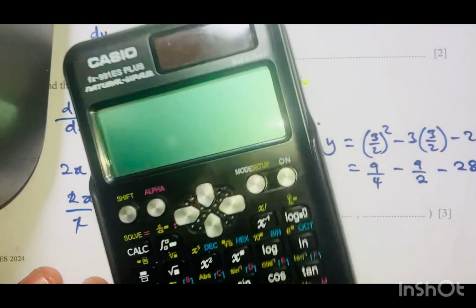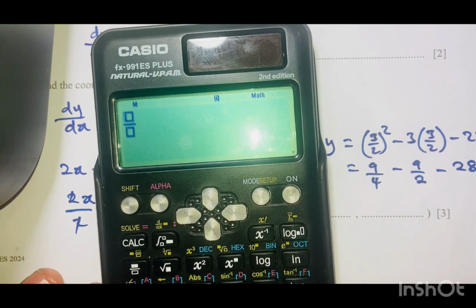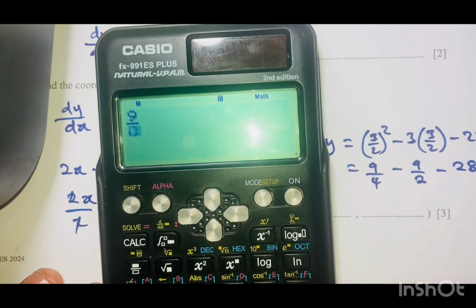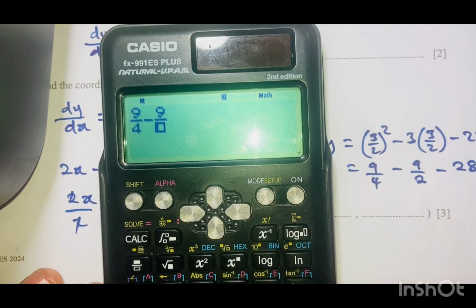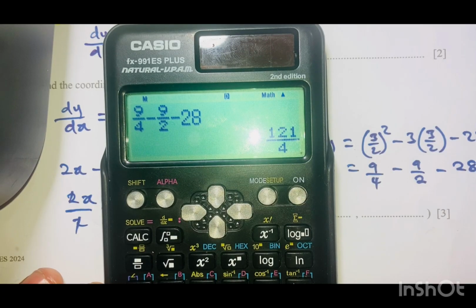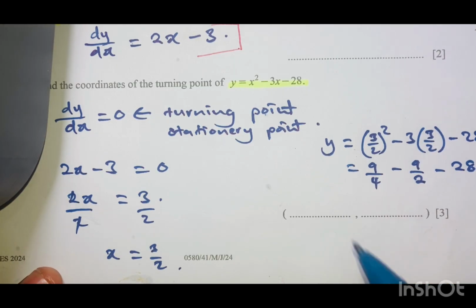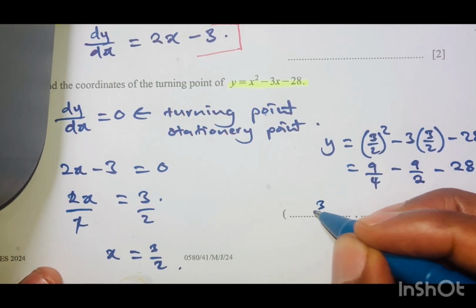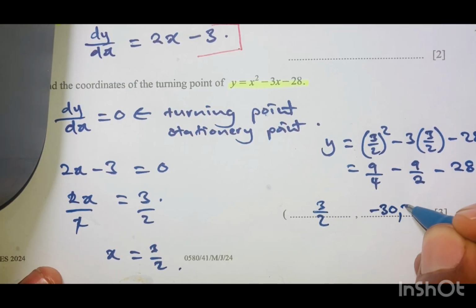Okay, so it's going to be 9 over 4 minus 9 over 2, then minus 28. Then it gives me the value of y as minus 121 over 4, or rather minus 30.25. So for my coordinates here, I've got 3 over 2 or 1.5 and negative 30.25.